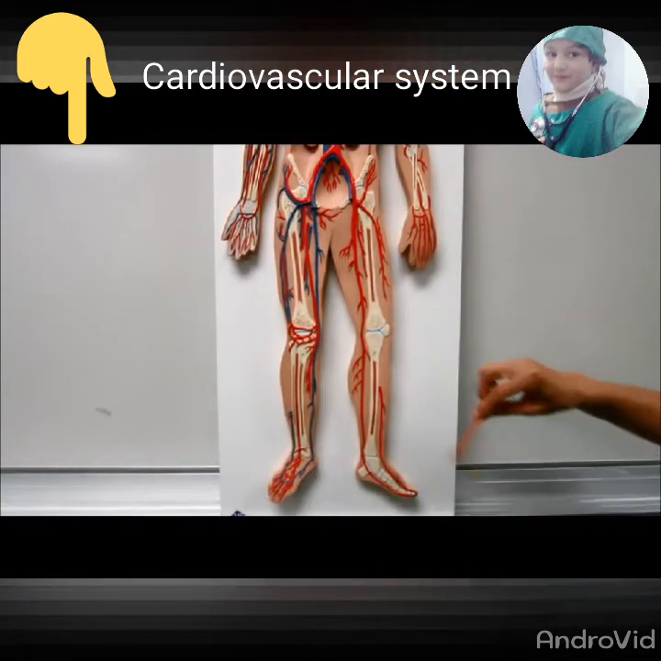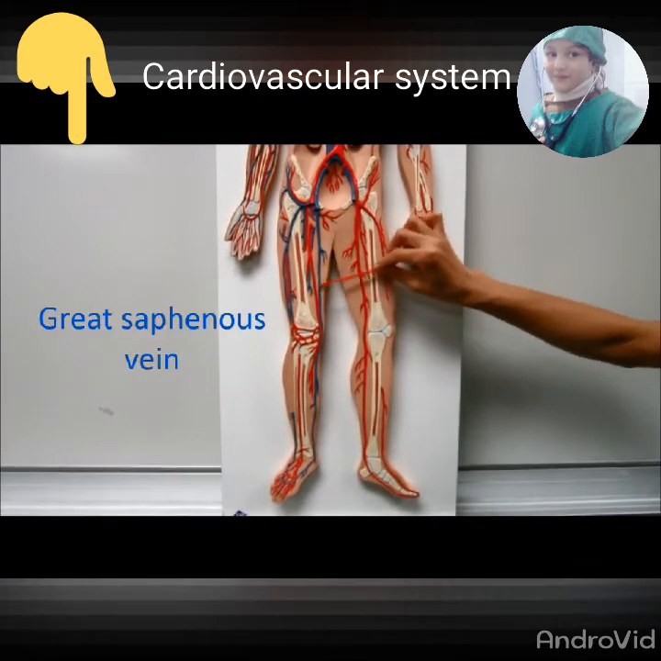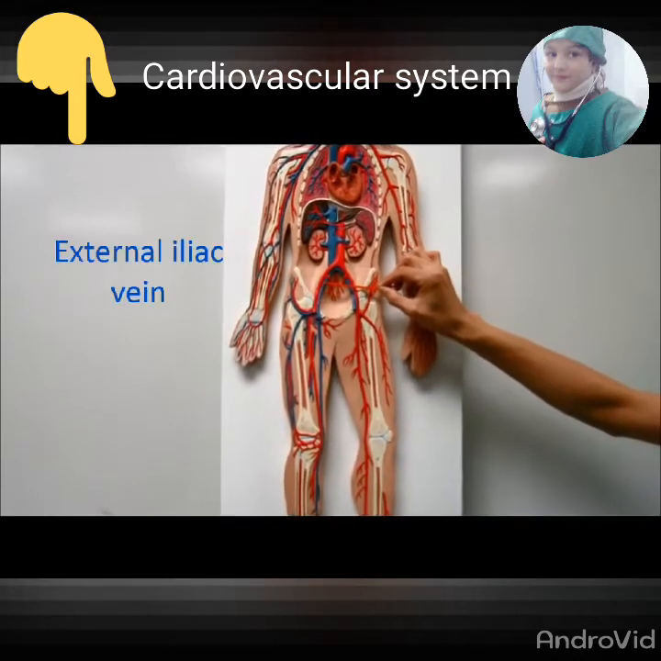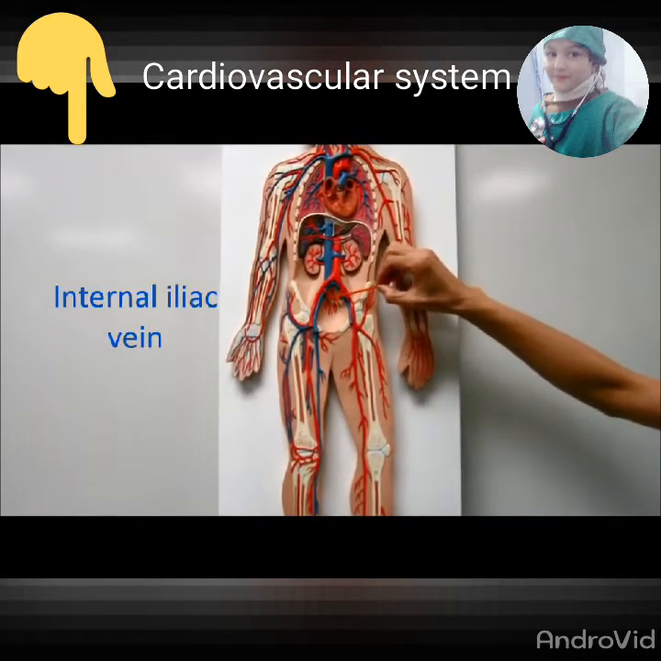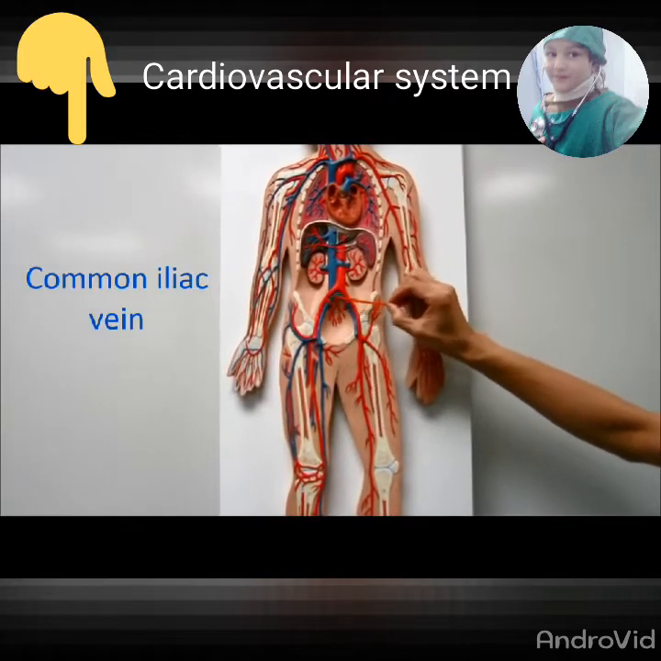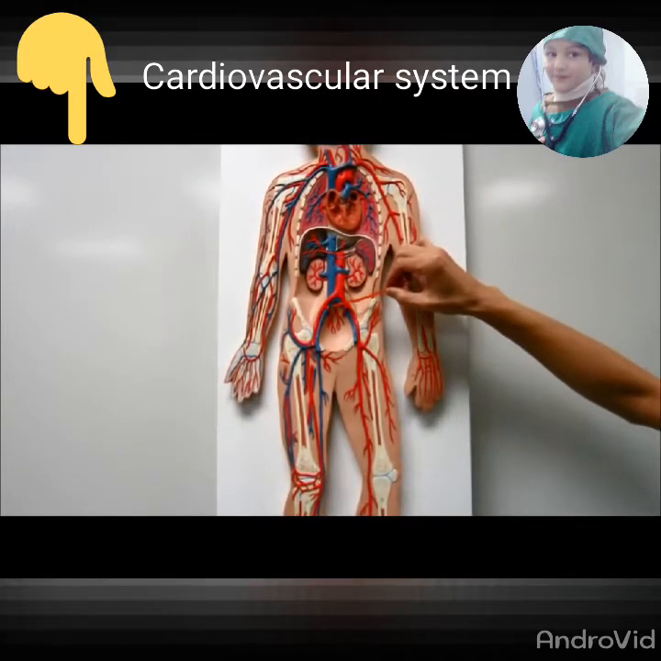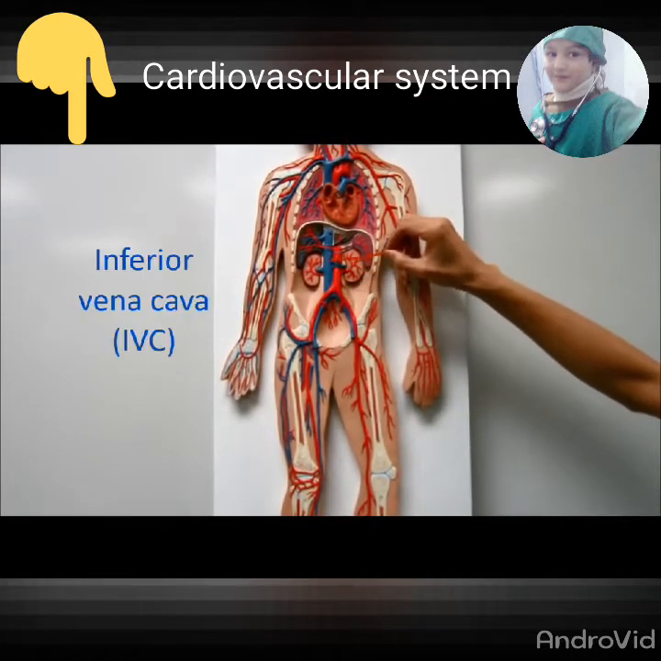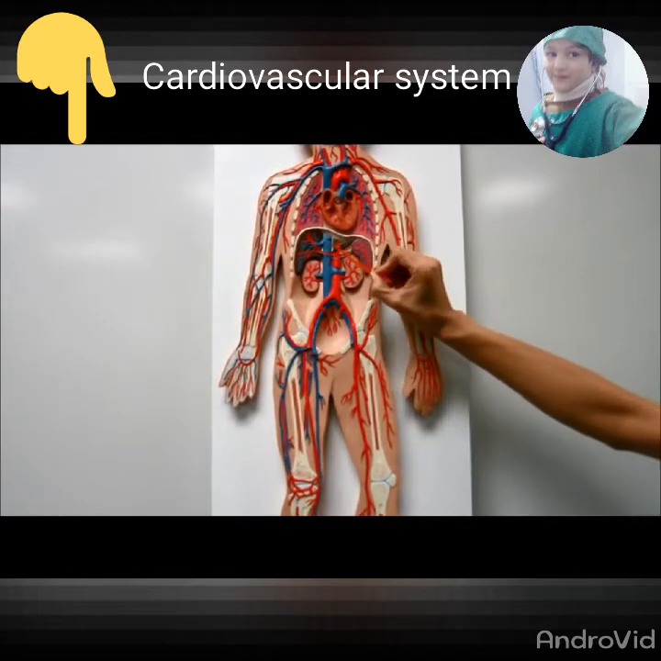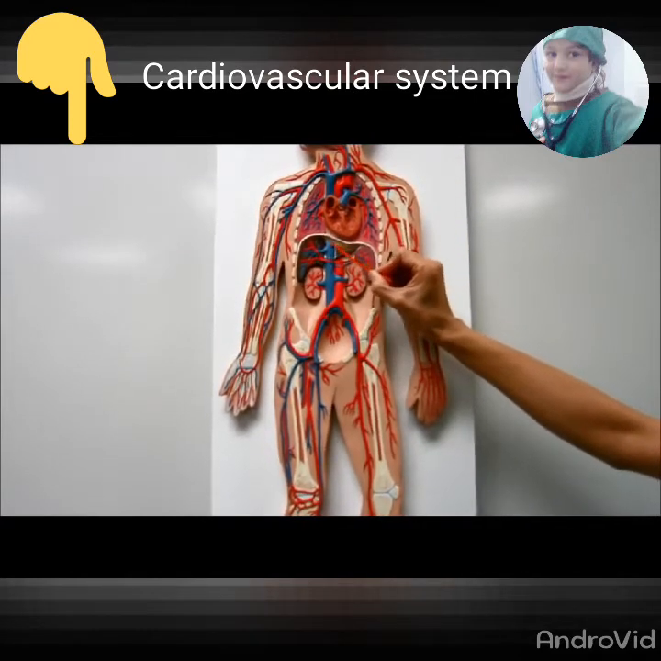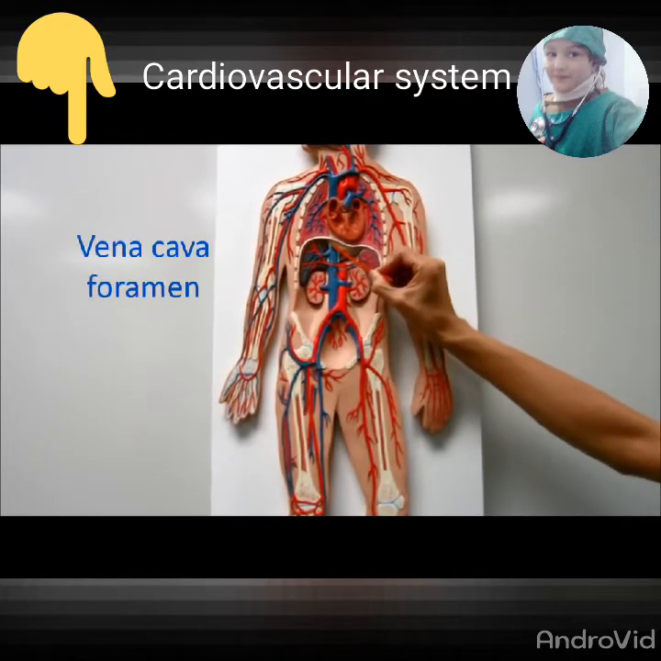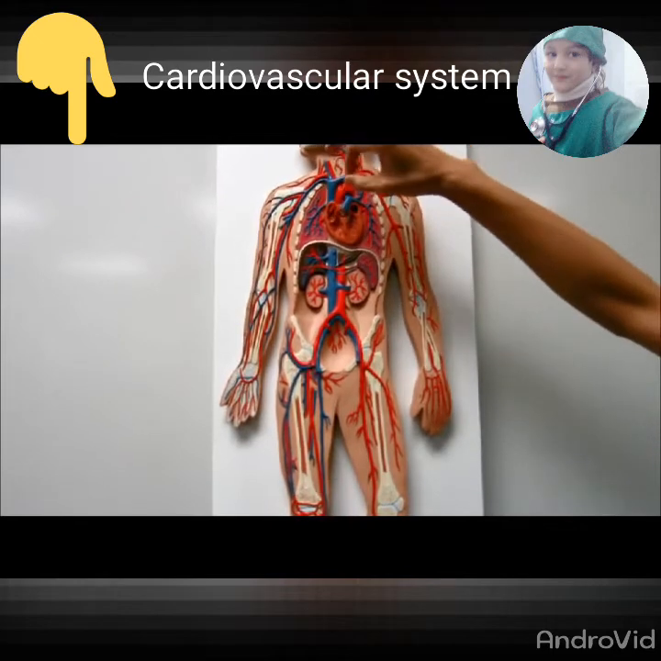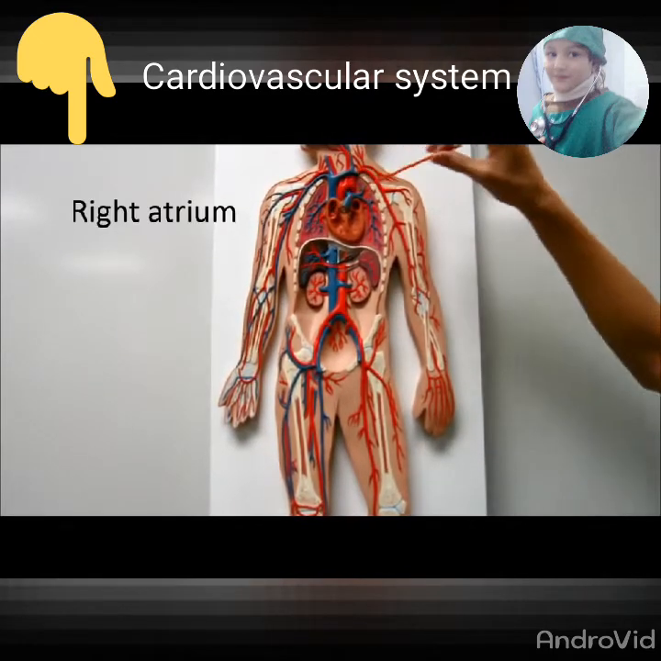Now let's go over the veins. This is the great saphenous vein. This right here is the external iliac vein. That's the internal iliac vein. That's the common iliac vein, and then the right and left common iliac veins join together to form the inferior vena cava. The inferior vena cava passes through the diaphragm through an opening called the vena cava foramen. The inferior vena cava comes up and empties into the right atrium of the heart.